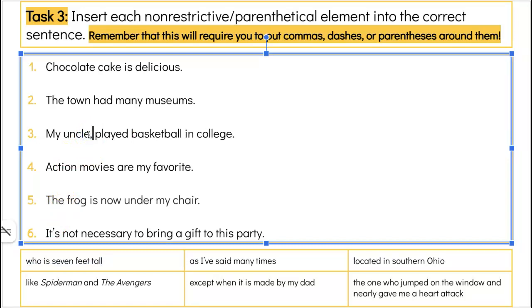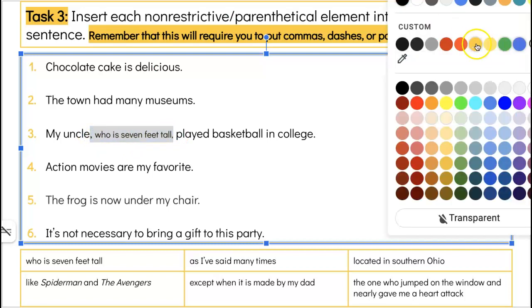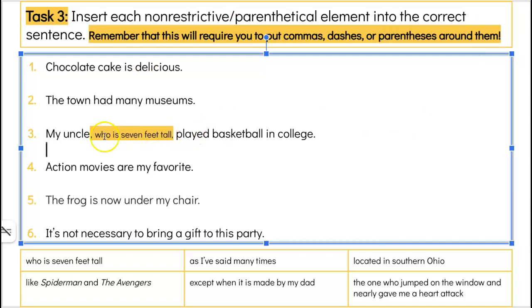My uncle, who is 7 feet tall, played basketball in college. So I could take that out of the sentence. It is not necessary. It doesn't change the meaning of the sentence, but it gives more information and describes the uncle. This is one of those relative clauses. It starts with who. Okay, and so I highlighted that in yellow, again, just to show that I could take it out of the sentence.